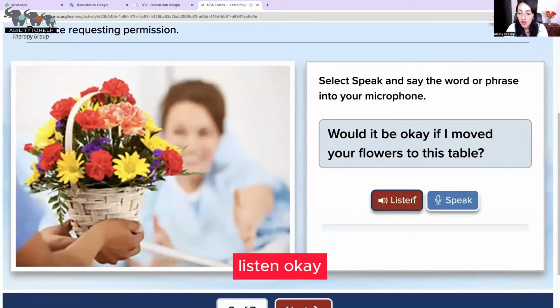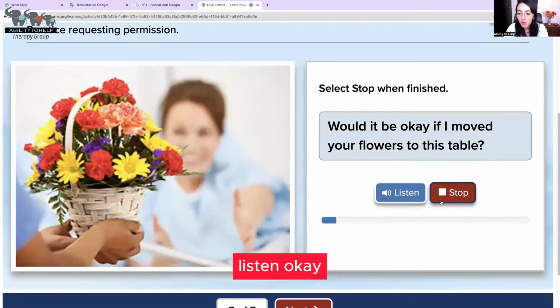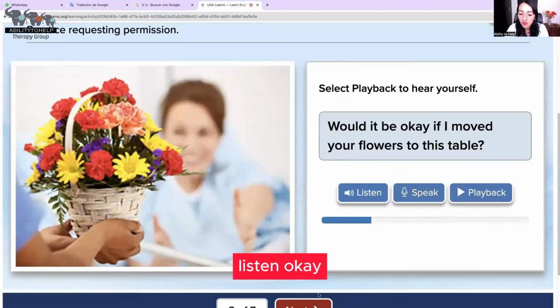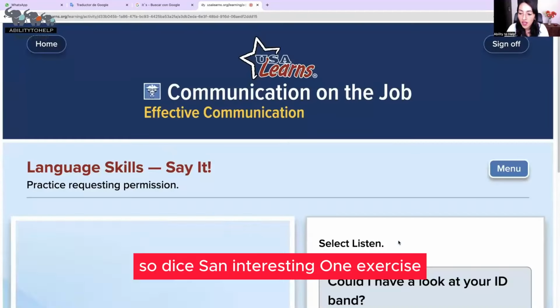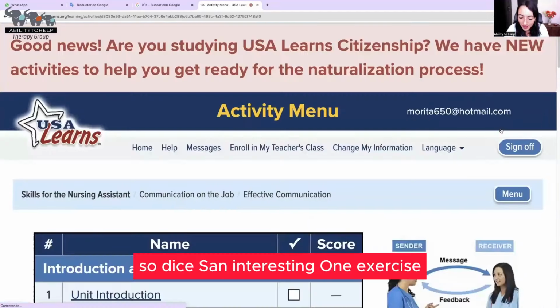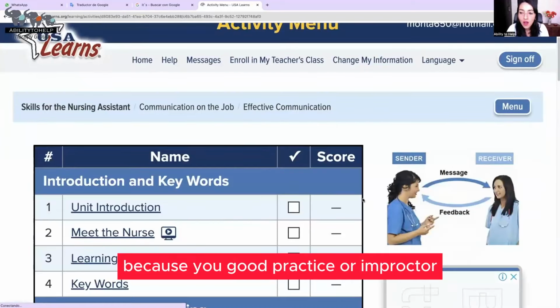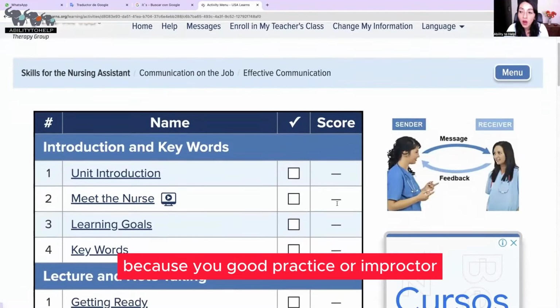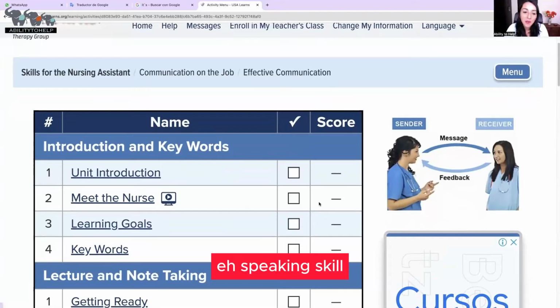Listen. Would it be okay if I moved your flowers to this table? Okay, so this is an interesting exercise because you could practice or improve your speaking skills.